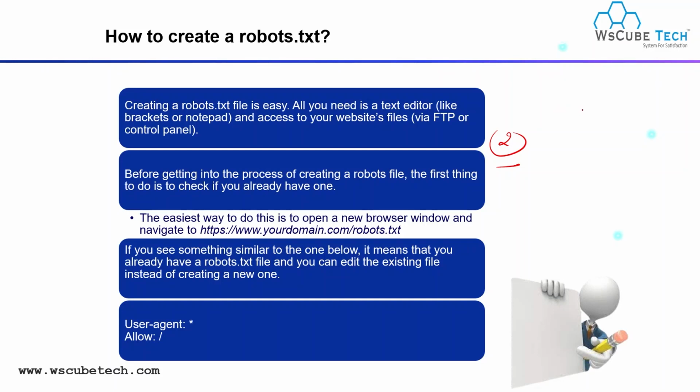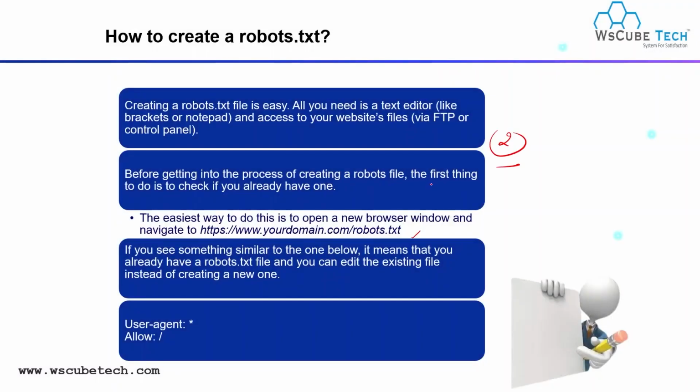And before getting into the process of creating a robots file, the first thing is to check if you already have one. For this, we can simply mention our website name, put a backslash and mention robots.txt. And if you see something similar to the one below, it means that your file is already created and you can edit the existing file instead of creating a new one.